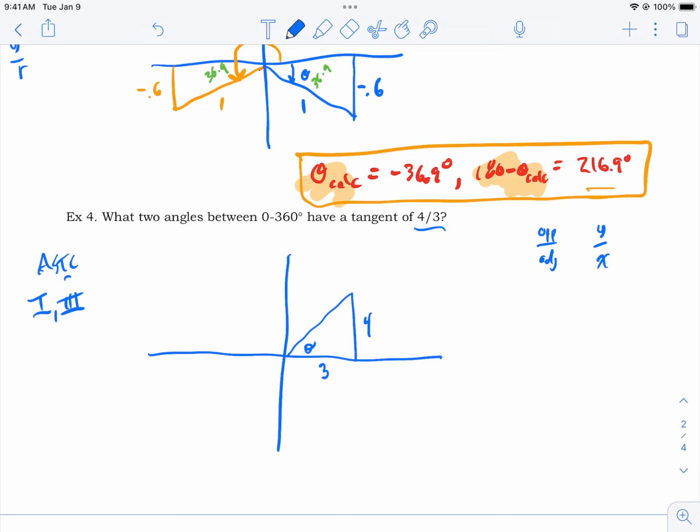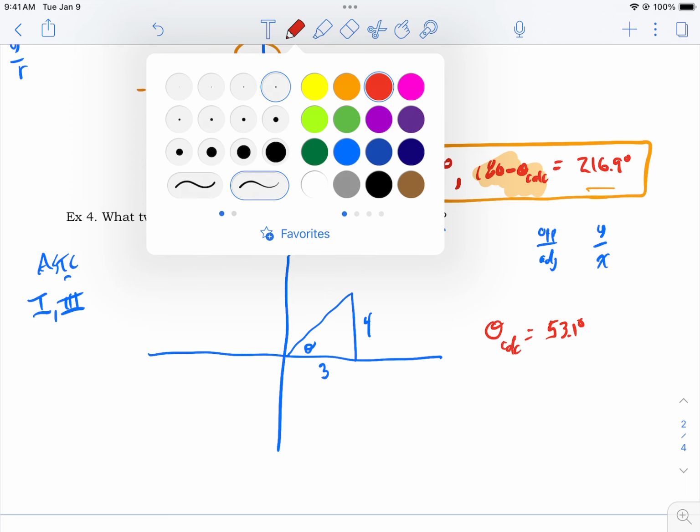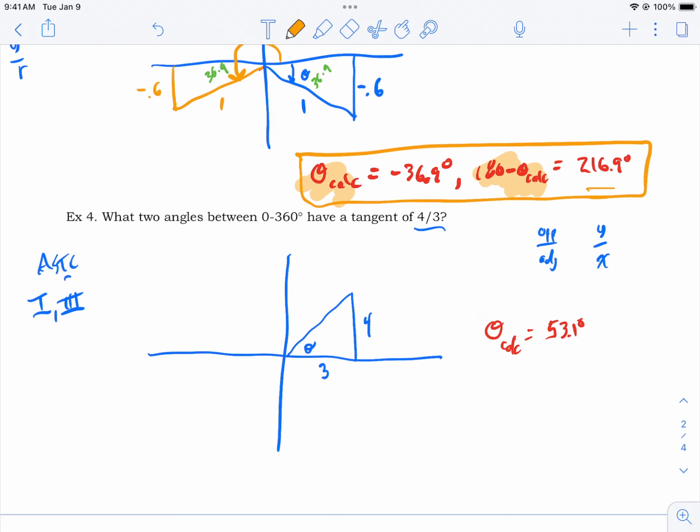I call that theta calc, theta calculator. Theta calculator is, so I'm just going to hit shift tangent of 4 divided by 3, boom, boom, boom, and I'm getting 53.1 degrees. But there should also be an answer, it says, in the third quadrant. So that would be down here.